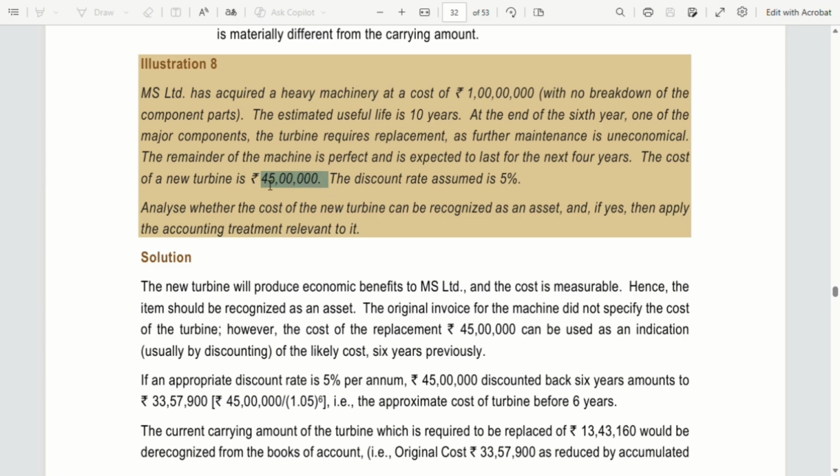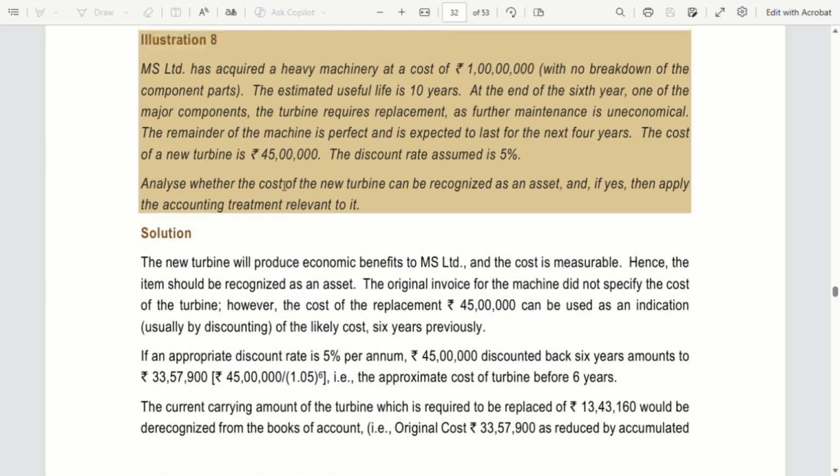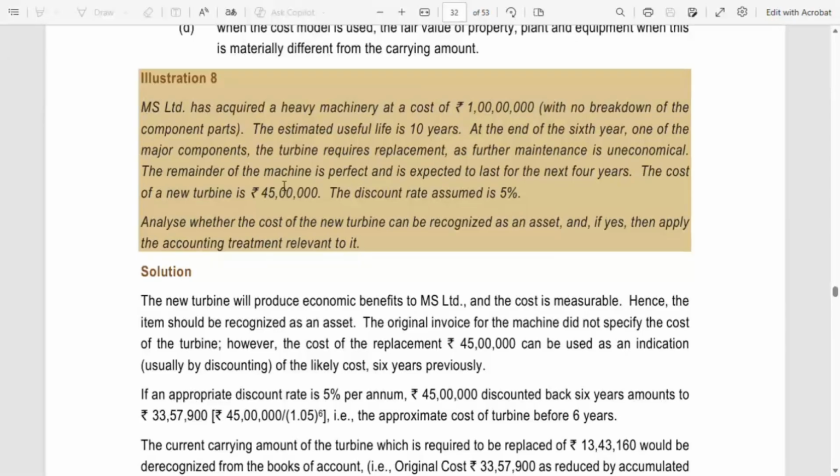So we are going to make this PV up till the 6th year. Using the 5% discounting rate, we will take the PV factor of 6 years and convert this amount to a present value, and that will be our cost. After taking the present value also, we will have to deduct depreciation. Let's see this with the solution.